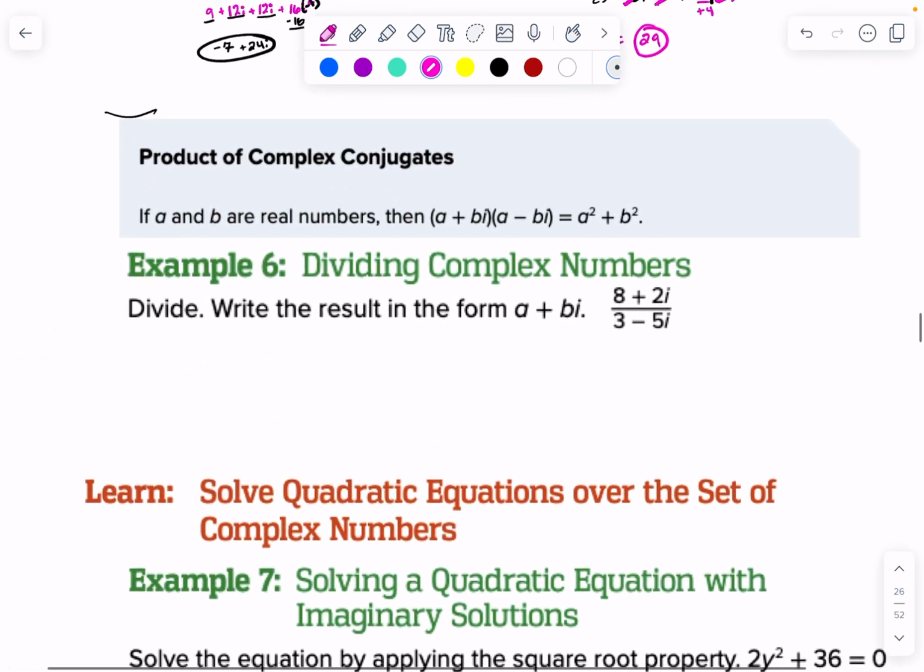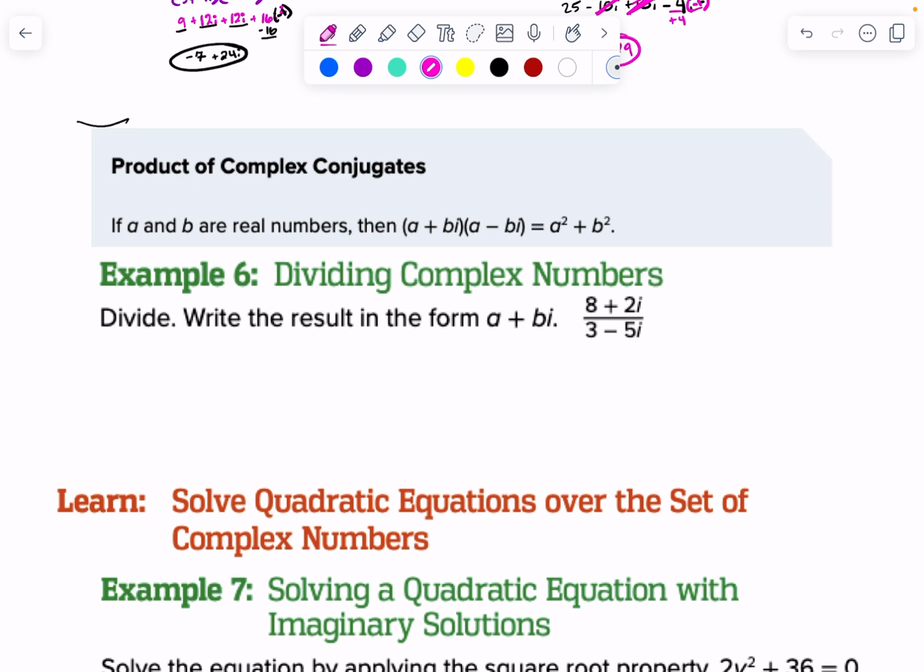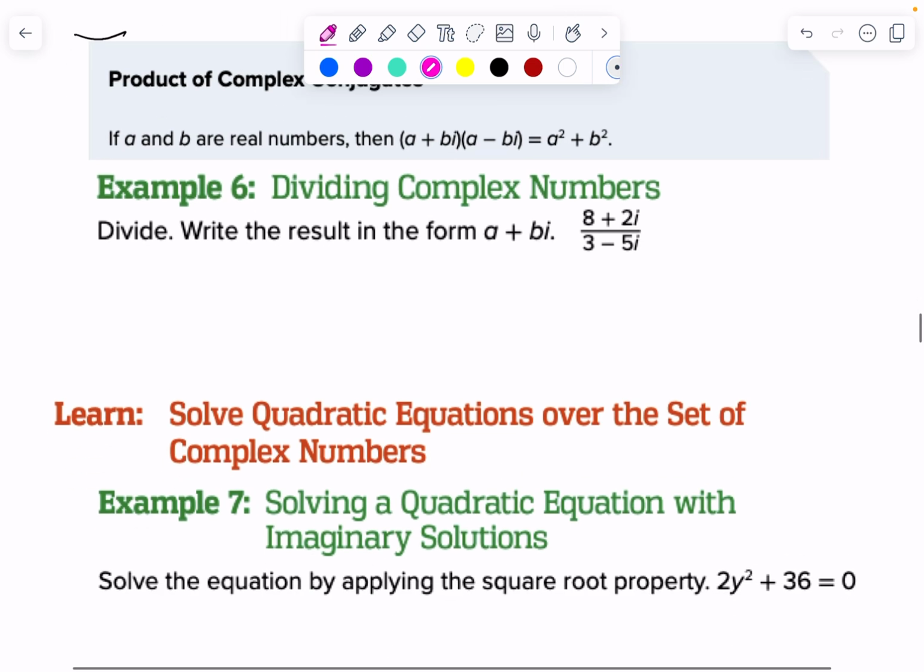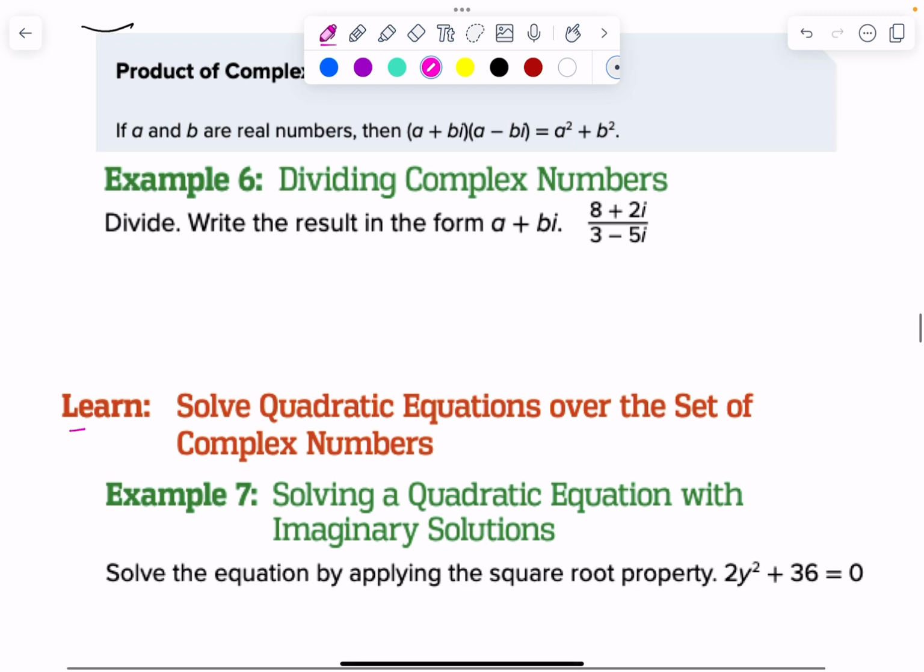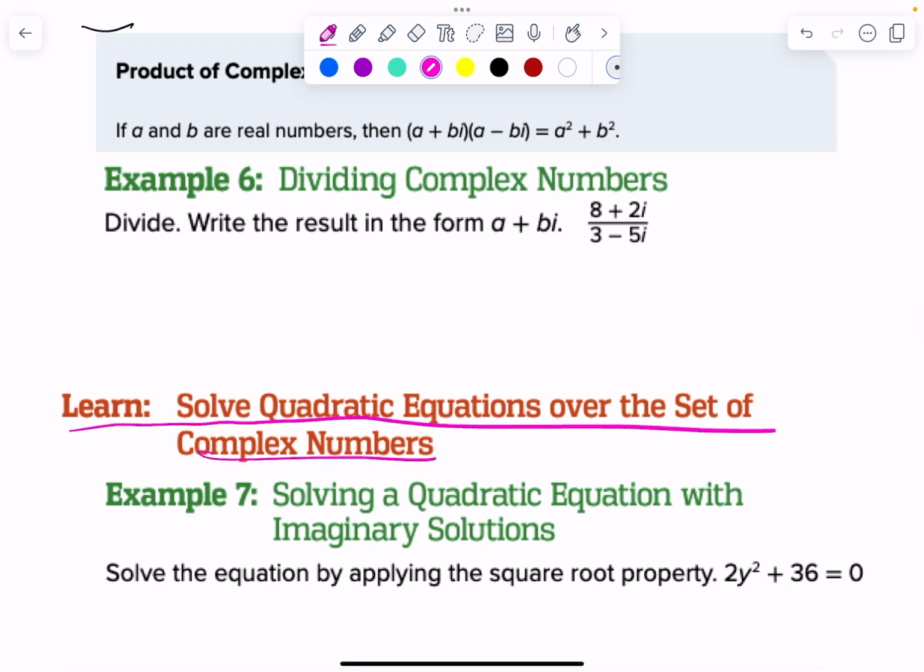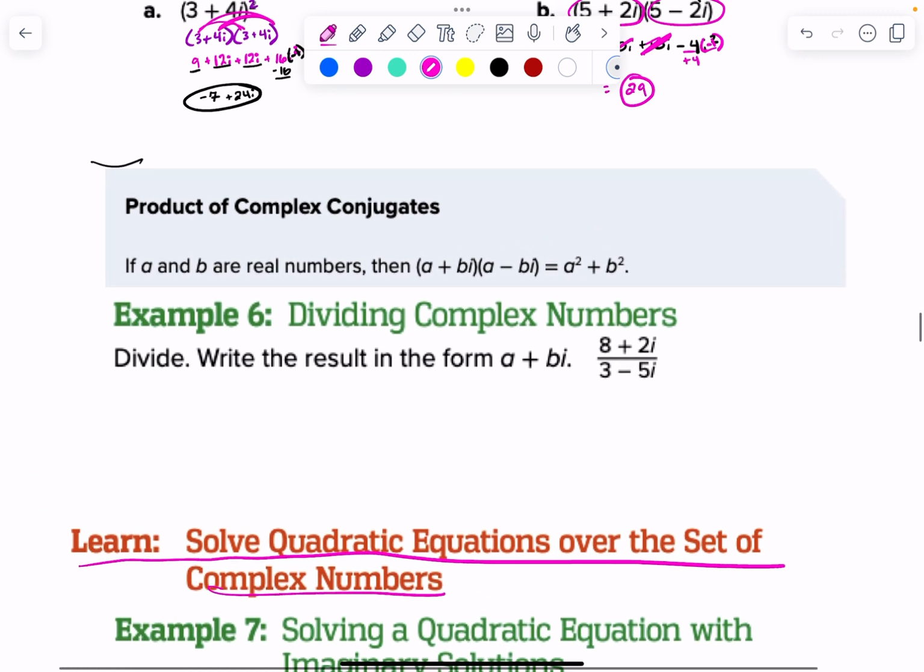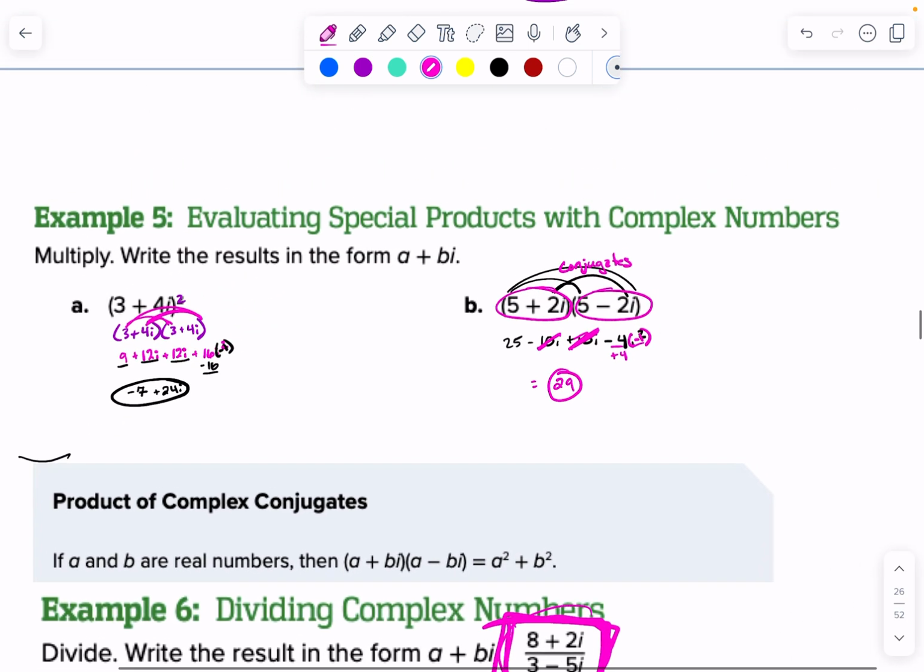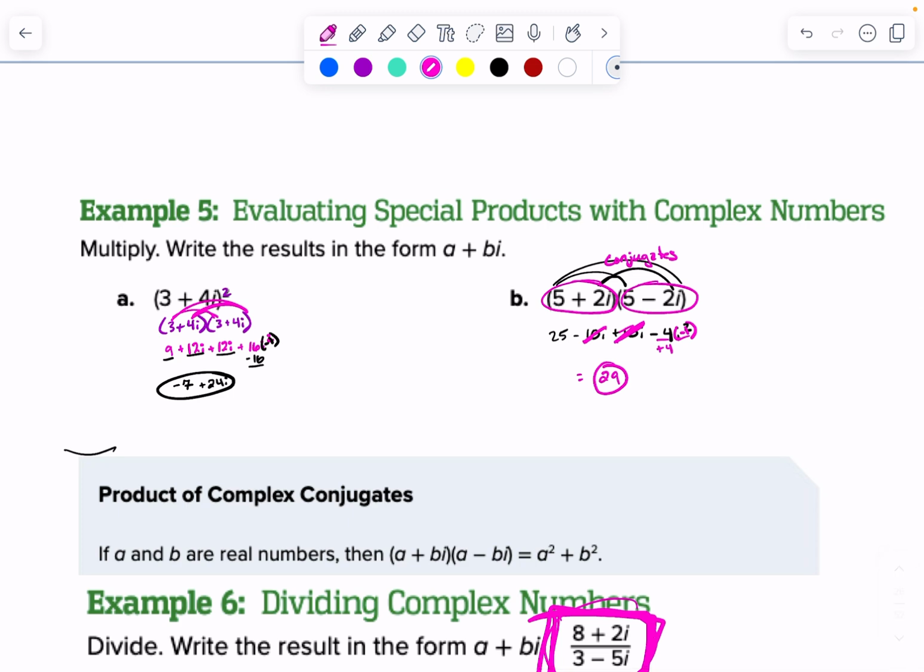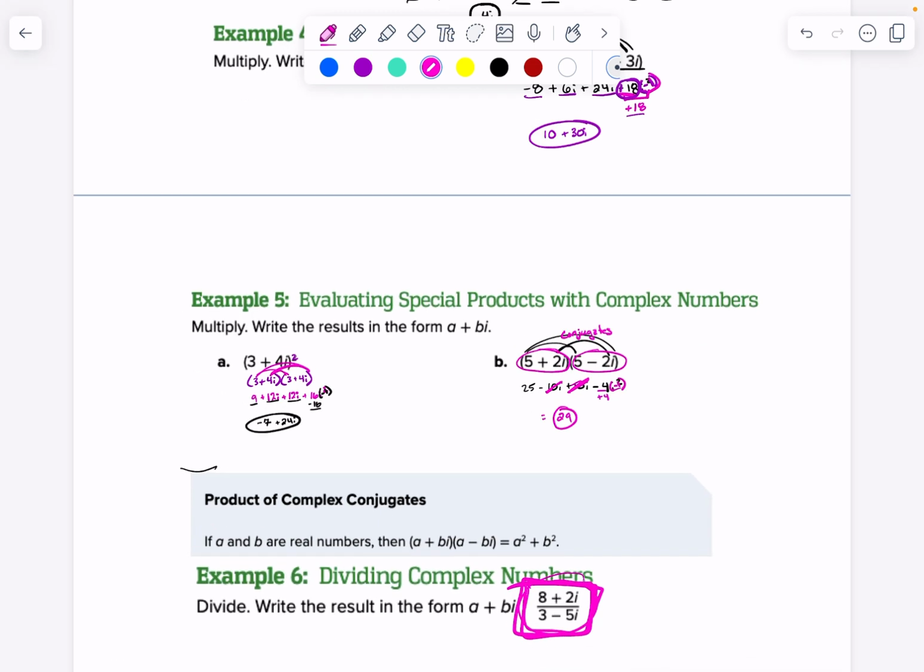Let's have you stop there. Look in your book and find where it says learn to solve quadratic equations over the set of complex numbers. You should be almost to that one, maybe one before it is where you stop. Anytime you have these i's on top of each other, we haven't done that yet, so just skip those. You should be able to get a decent way through the homework assignment, so start working on those problems.